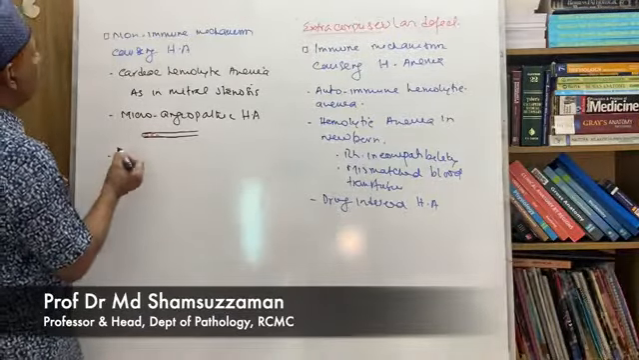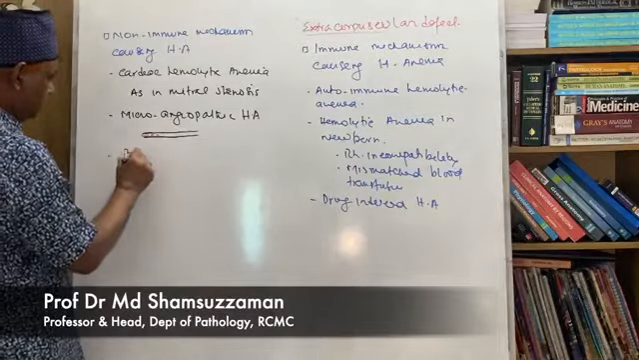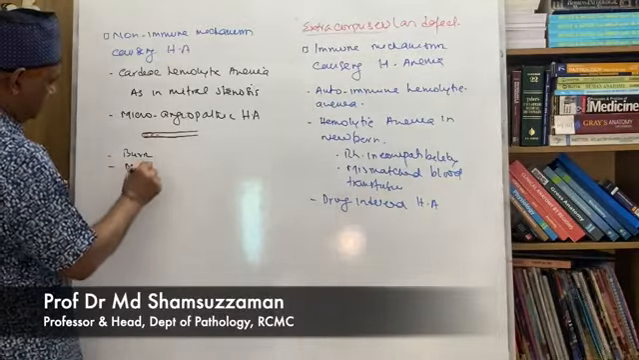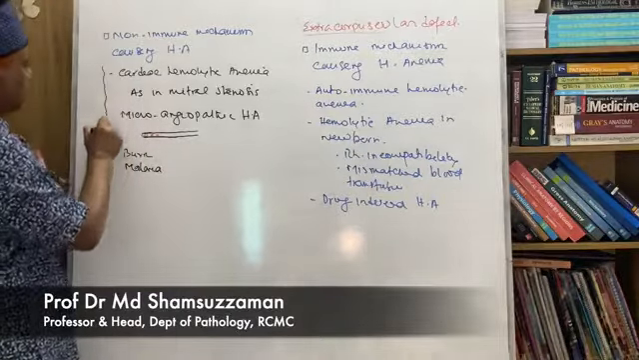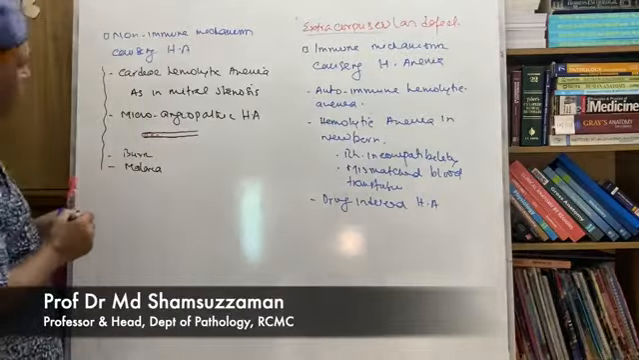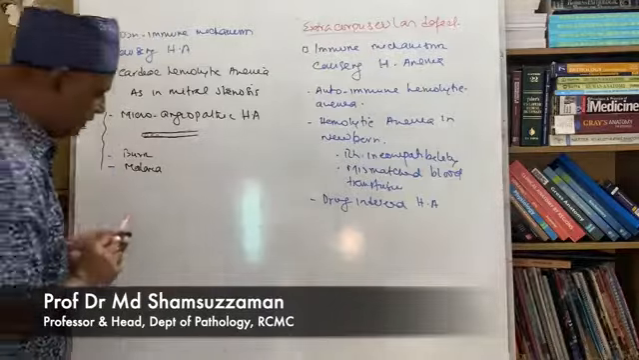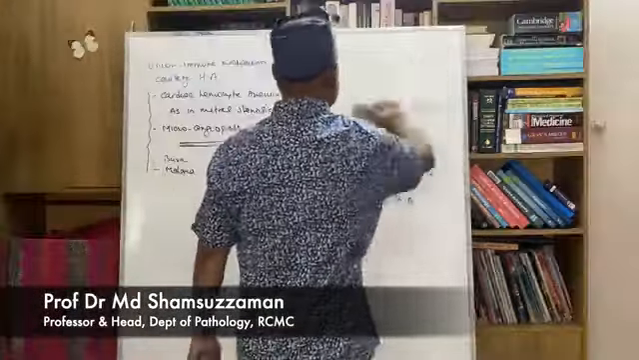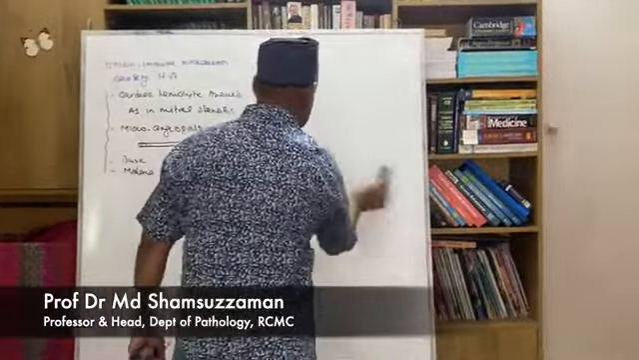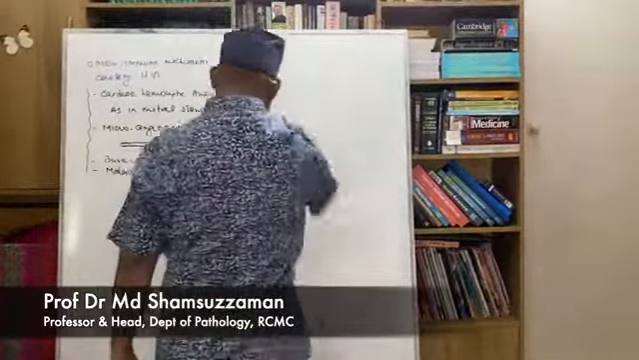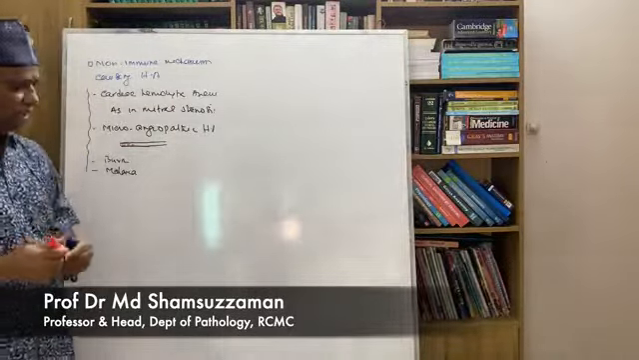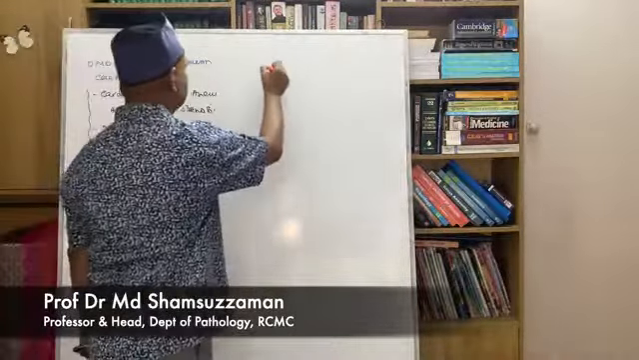Then hemolytic anemia in burn, hemolytic anemia in malaria. So these are the non-immune mechanisms causing hemolytic anemia briefly. So this is all about the classification of hemolytic anemia. In short, today I want to discuss thalassemia. Now come to thalassemia.